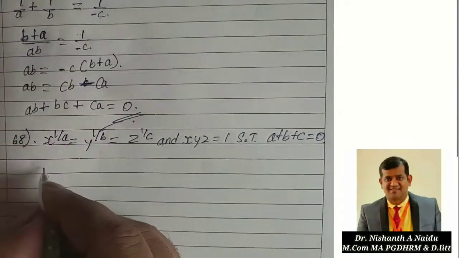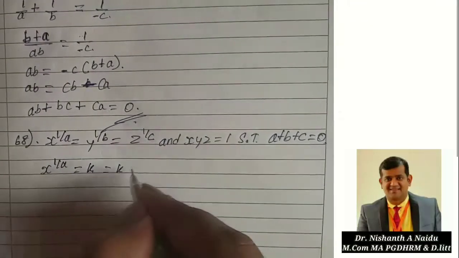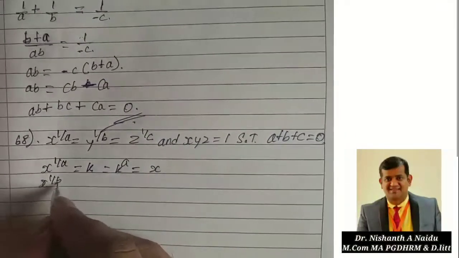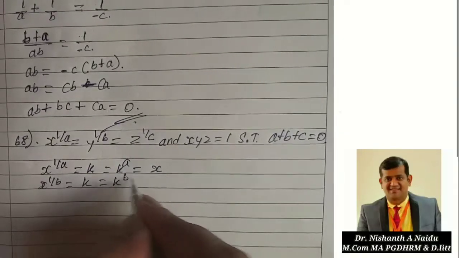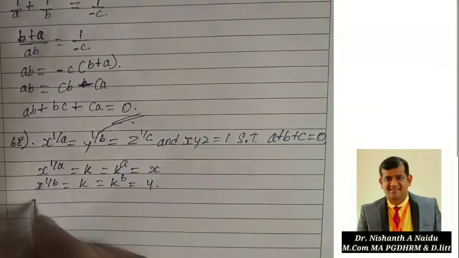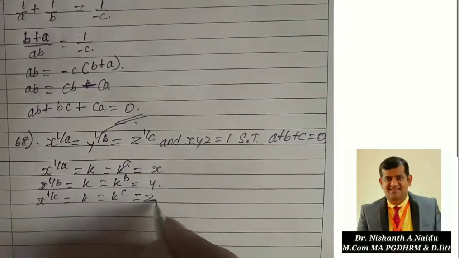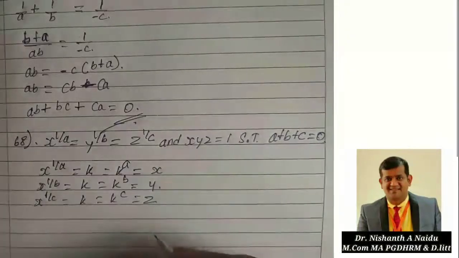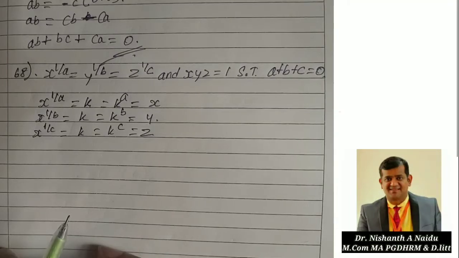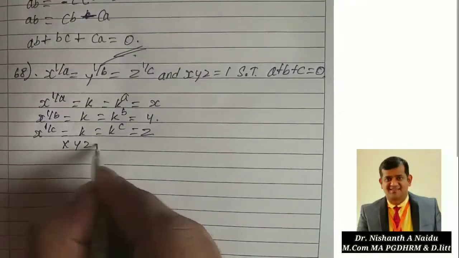So now let x to the power 1 divided by a equals k, that is k to the power a equals x. Same way, x to the power 1 divided by b equals k, so k to the power b equals y, because 1 divided by b is there. Next, z to the power of 1 by c equals k, so k to the power of c equals z. So now I got the equation pattern, that is x into y into z. By framing that, xyz equals 1.